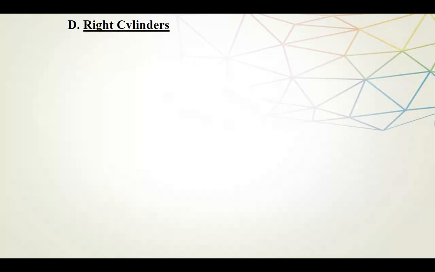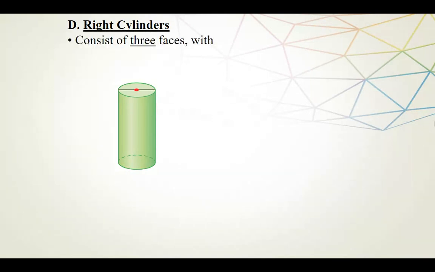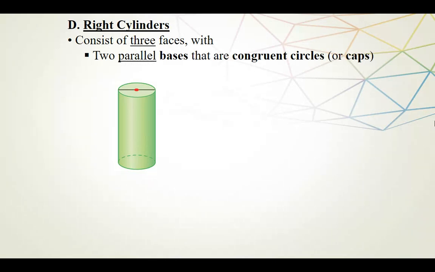Let's begin by defining what a right cylinder is. So it's got that can-type shape to it. A right cylinder consists of three faces, where two of those faces we're going to call bases. The two bases of the right cylinder are congruent circles, or you can refer to them as being caps. So I'll just sketch in what these caps would look like. You have a circular cap at the very bottom, and you have a circular cap at the very top.